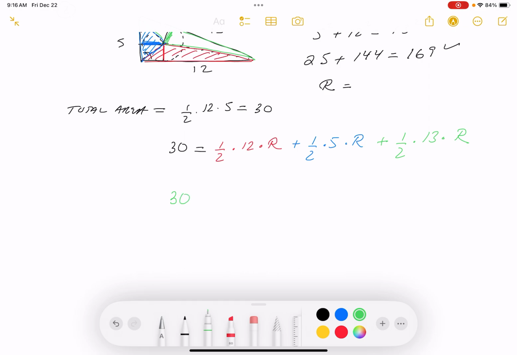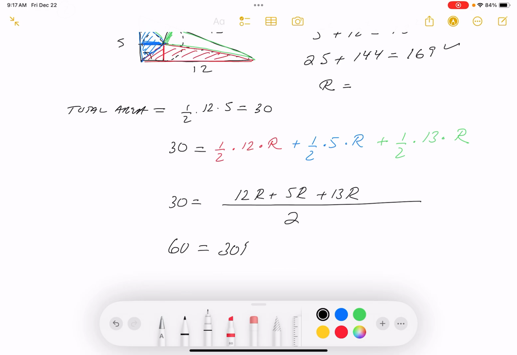This is 30. Let me go back to black ink. 30 equals 1/2 times 12R plus 5R plus 13R. Let's see, 60. I'm multiplying both sides by 2. 12 and 5 is 17. 17 and 13 is going to be 30. And so R is 2.